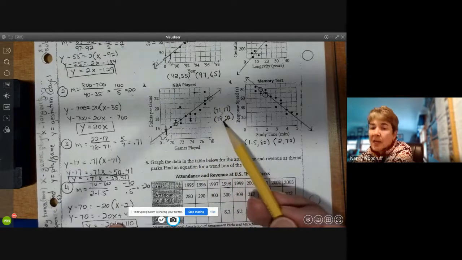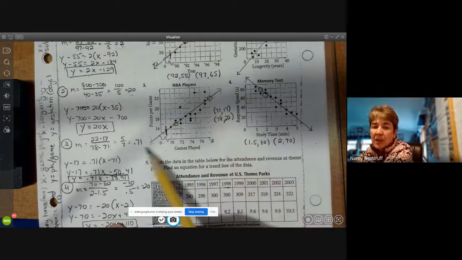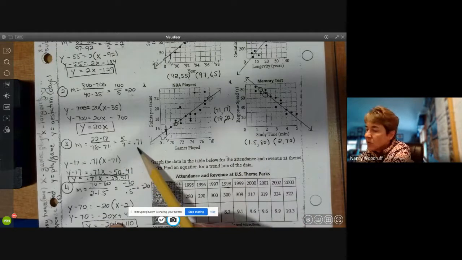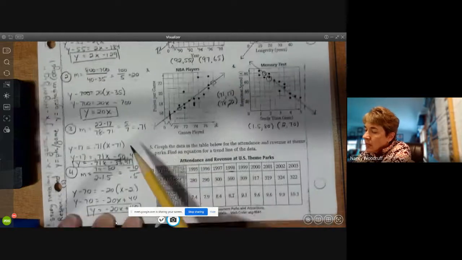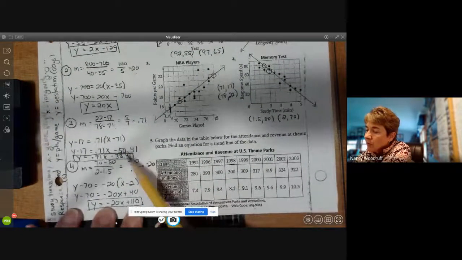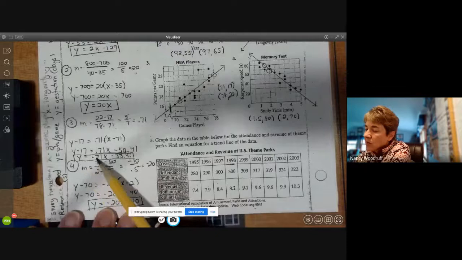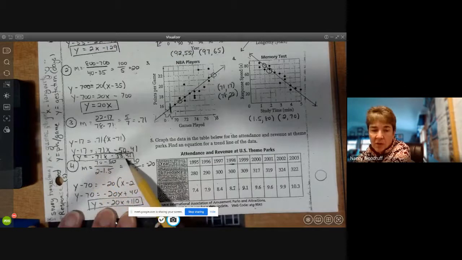Here are my 2 points. I'm going to calculate my slope, and it's about 0.71. You know, 0.7-ish. Then point slope, distributive property, and my final line: y equals 0.71x minus 33.41.